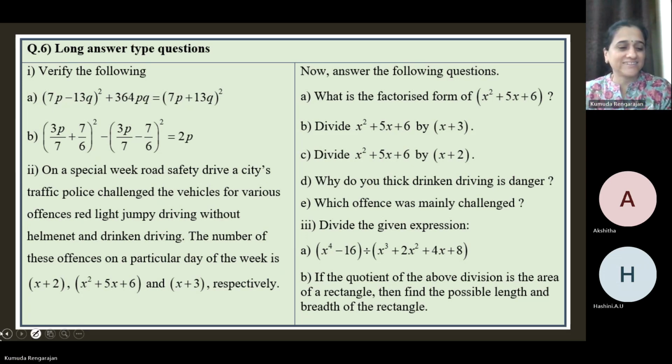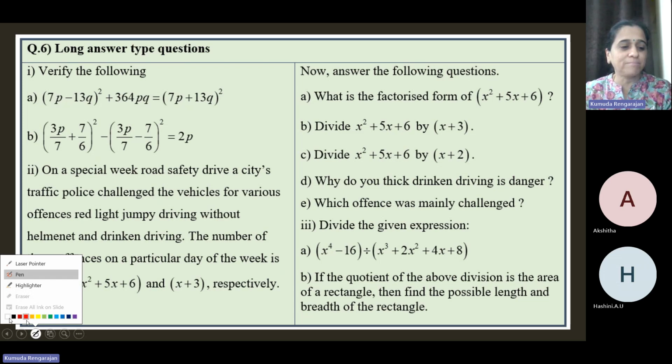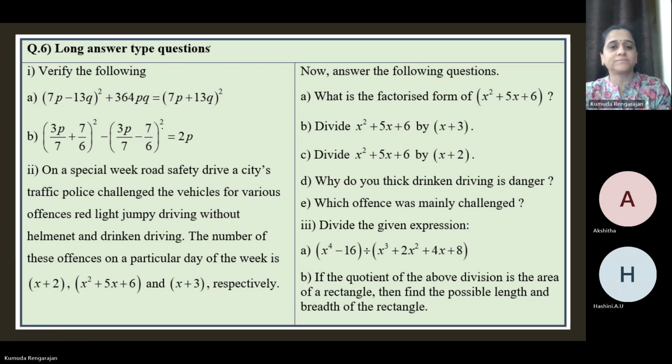All right. So these are practice questions for you from the chapter factorization. We just discuss the first one and the second one. You'll try it by yourself. We'll see the answers and we'll continue the same procedure.